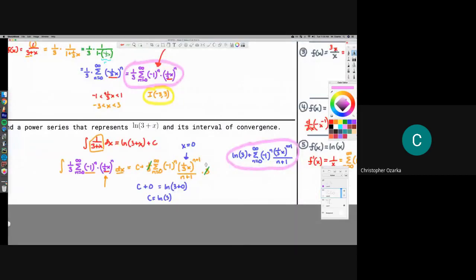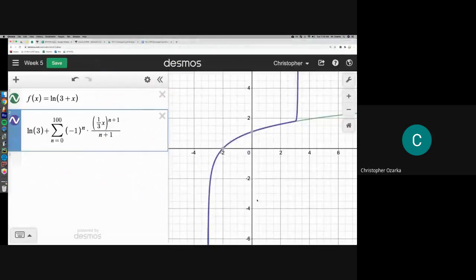So that is the answer. I didn't do the interval of convergence. I can do that really quick. So the interval of convergence is just going to be -3 to 3 again. Technically, it actually works at 3, but we're going to go over that later. We're not there yet.